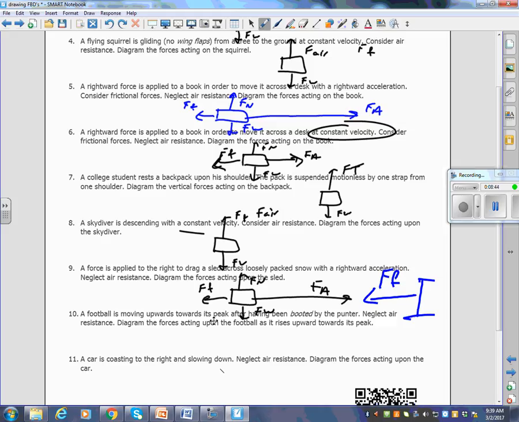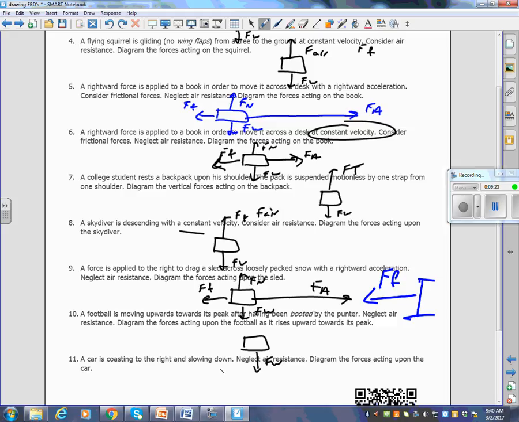A football is moving upward towards its peak after having been booted by the punter. Neglect air resistance. Diagram the force acting upon the football as it rises upward toward its peak. So football is played on Earth. Weight force. Anything else? There are no other forces. Why? Because it's after it's left his foot, her foot. After the football has been kicked, there are no other forces.